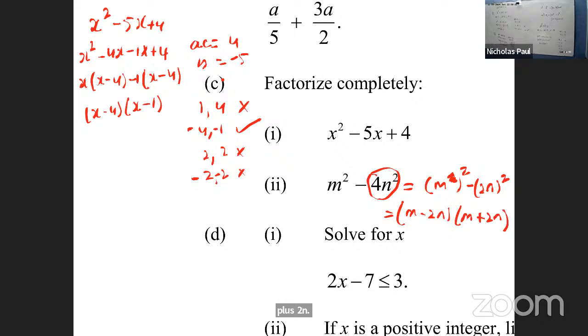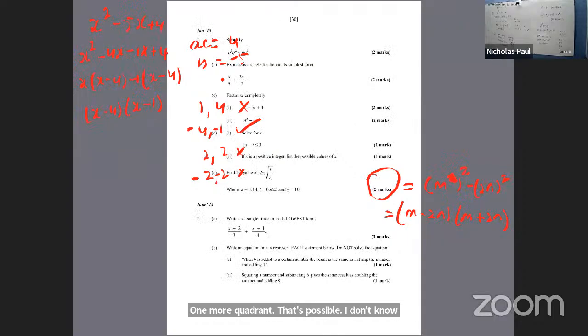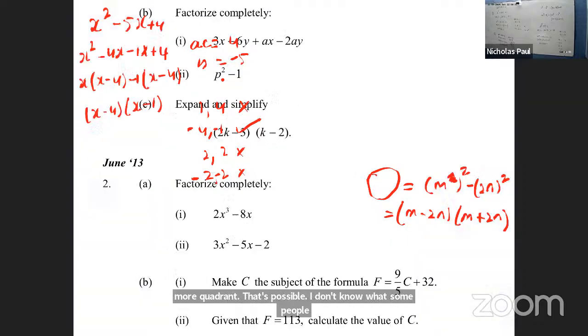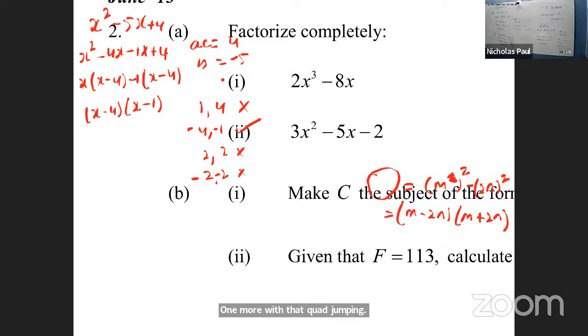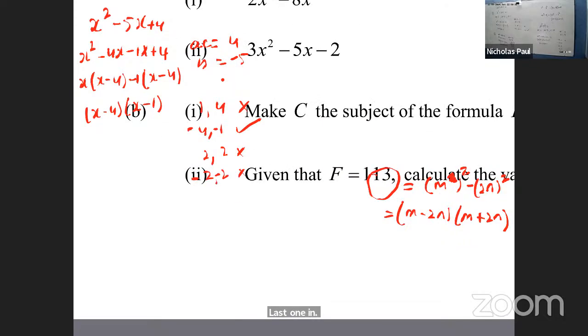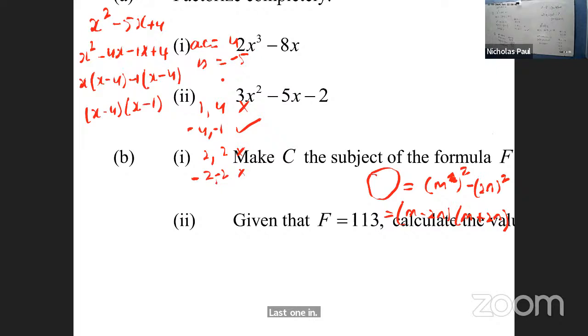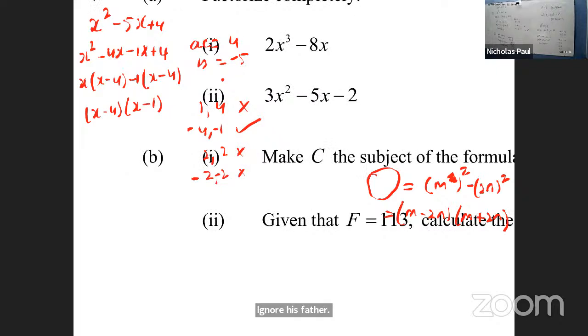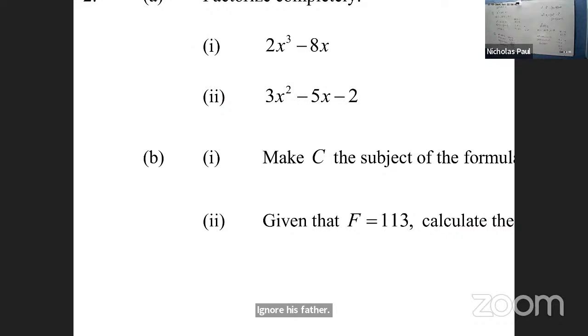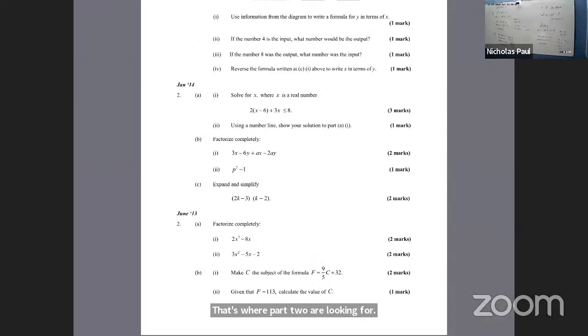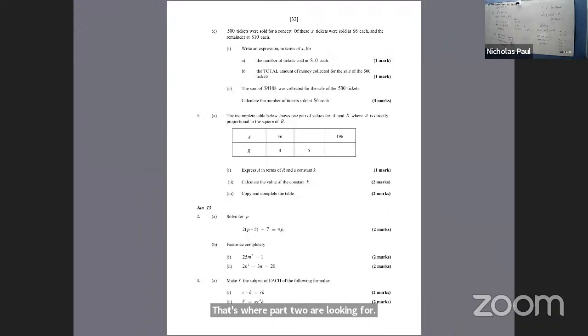But then one more. I just want to go to one more quadratic. One more with a quadratic. Last one here. Ignore the first part. Let's do part 2 alone. 3x squared minus 5. Oh, look at a nice one here.